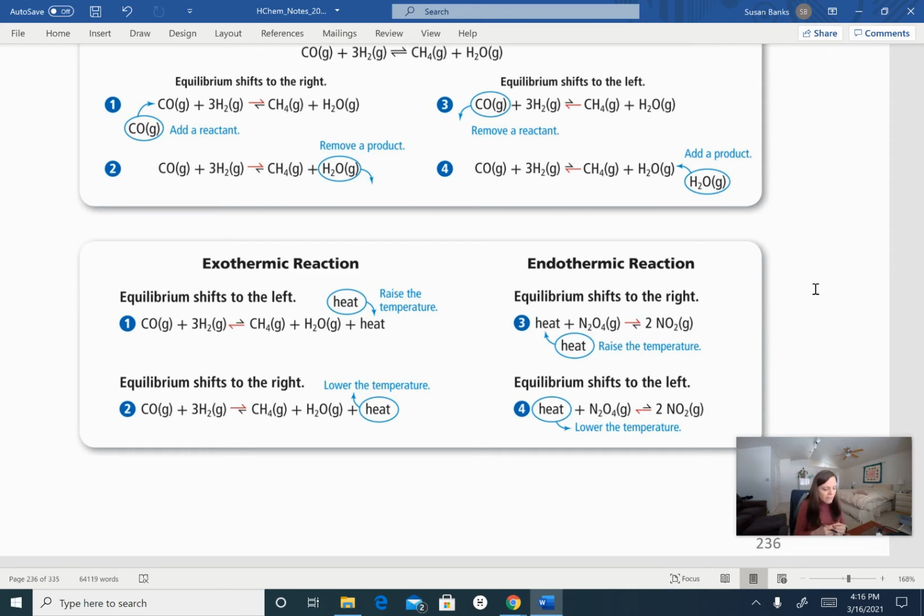Okay? If I have an endothermic reaction, though, if I raise that temperature, it's the same as making the reactant side heavy. So I'm going to shift to the right and make more products to use up that extra heat. If I lower the temperature, though, on an endothermic reaction, I need to generate more heat. It's the same thing as removing a reactant. And so I'm going to shift to the left to make more reactants. Okay? So these are great little notes for you.